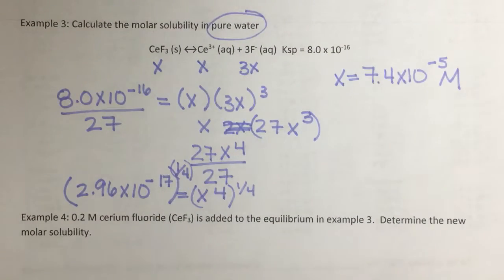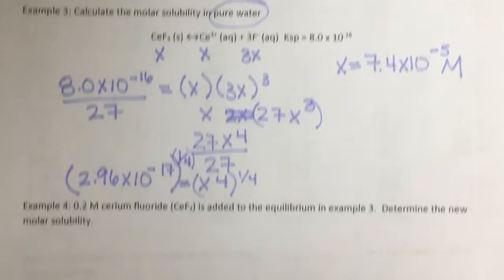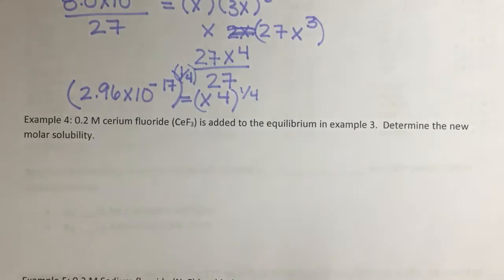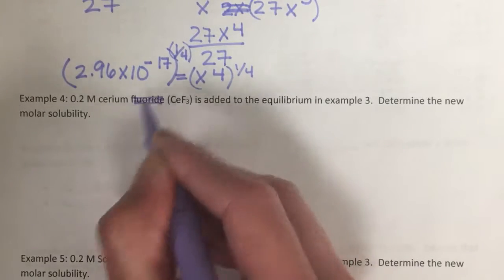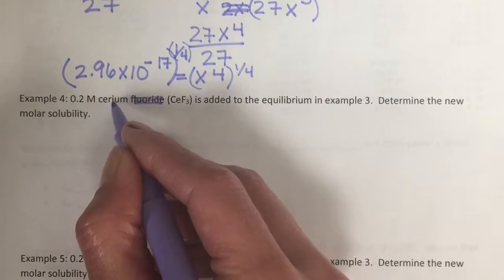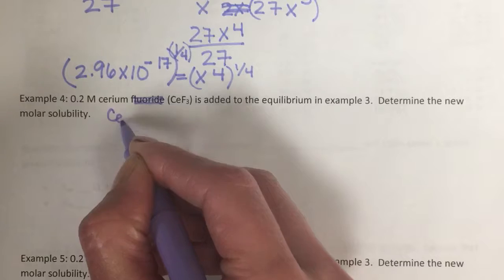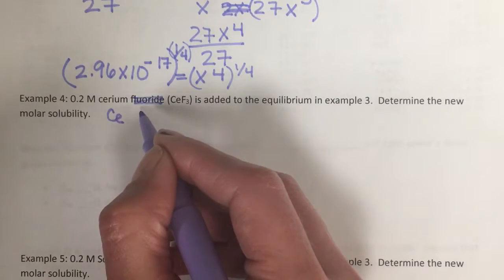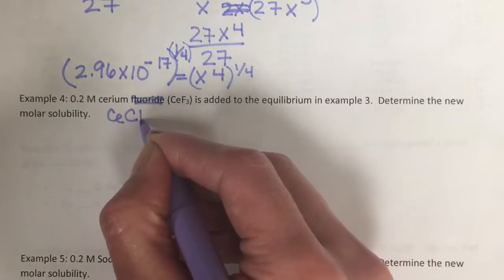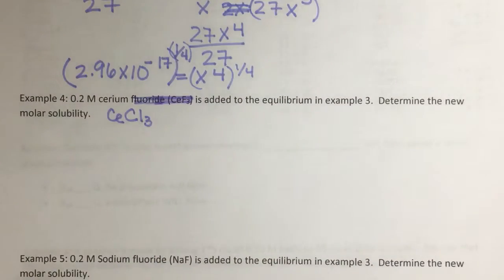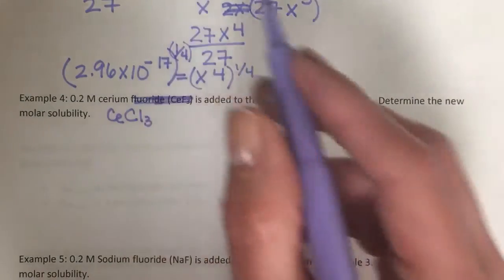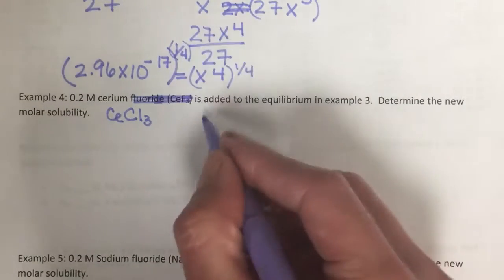Okay? But what if I don't have pure water? Now example 4 has a typo, so let's change this. This should be a common ion, not the same thing. So let's say instead of having pure water, I've got 0.2 molar cerium, Ce. Let's make that chloride, so CeCl3. Okay. So now I've got this common ion.